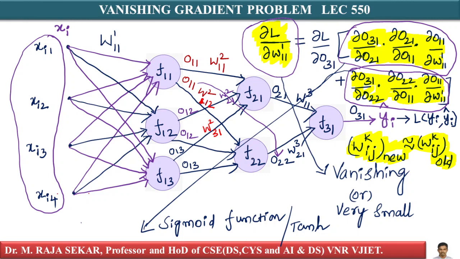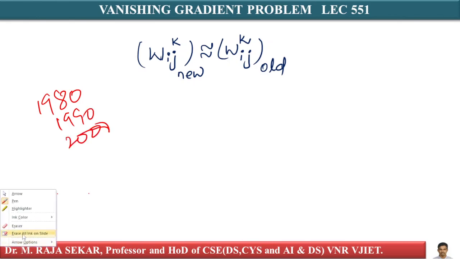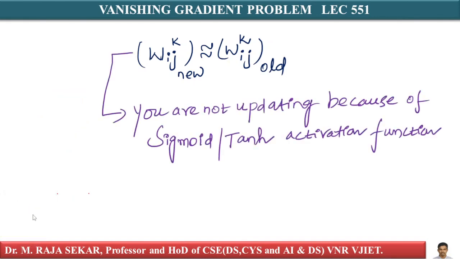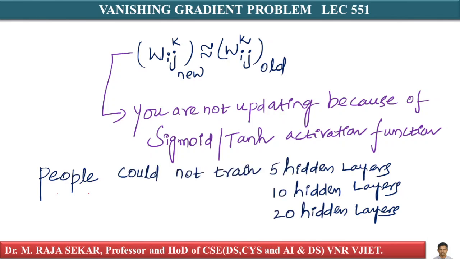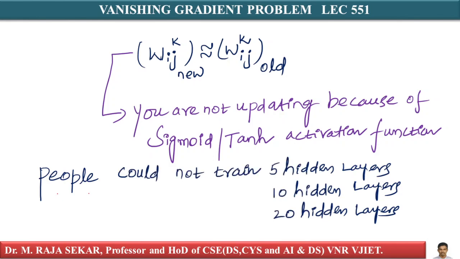Vanishing gradient created a huge problem in the 1980s, 1990s, even in the early 2000s. What was the biggest difficulty? People could not train deeper networks. People could train maybe 2-layer networks, 2 hidden layers. People could not train 5 hidden layers, 10 hidden layers, 20 hidden layers. This was completely impossible because of vanishing gradient problem.